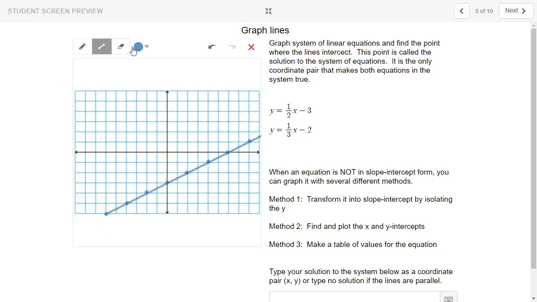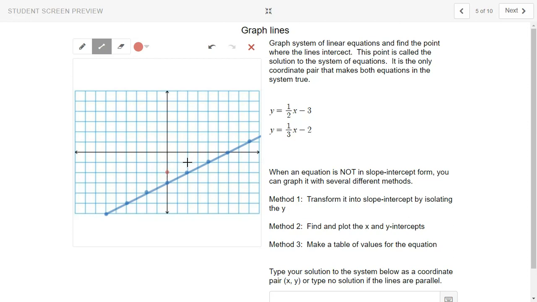Okay, I got my graph there for that one. I'm going to red now. I'm going to plot my y-intercept, which is -2. So on my y-axis, -2 would be right there. This time, though, I have a slope of 1/3. It's also a positive slope, so I'm going to go up and right.